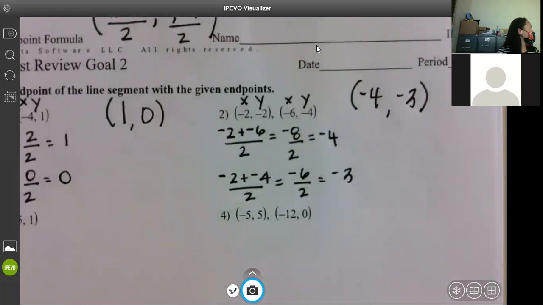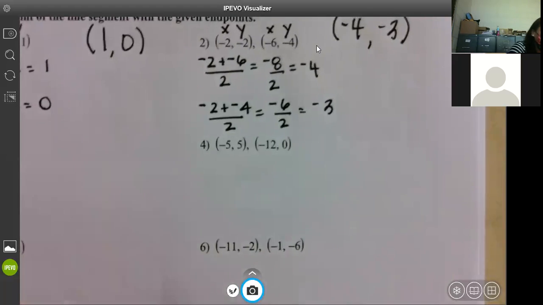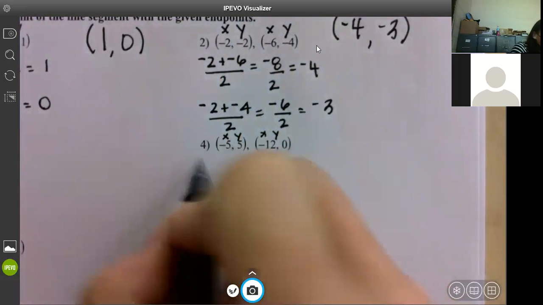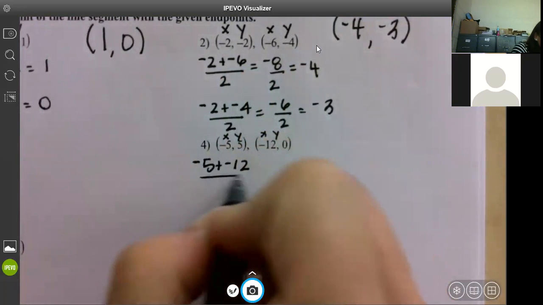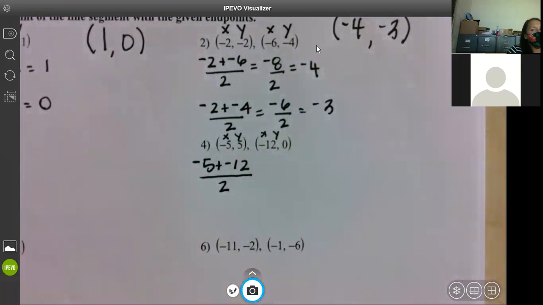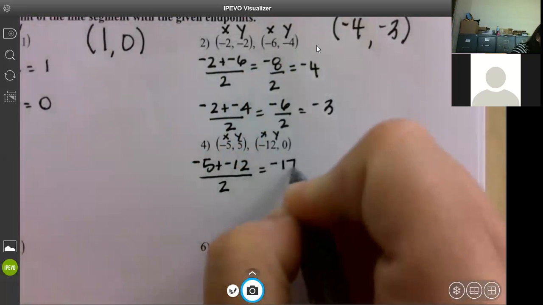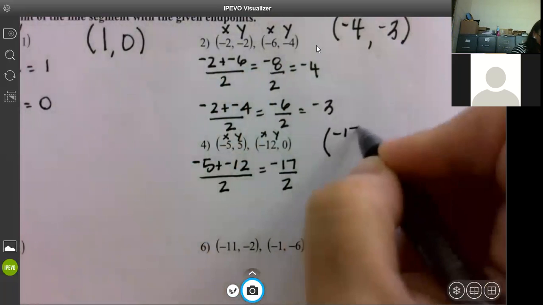It's super easy. Okay, I'm going to just jump down to number 4. Here's your x and your y. So your 2 x's are -5 and -12. And we're going to add them and divide by 2. What is -5 plus -12? Leave it just like that. So look for your x to be -17/2.